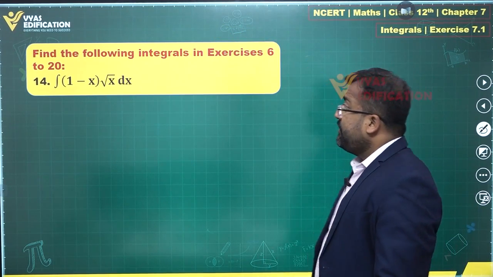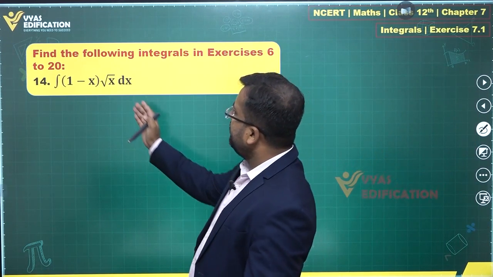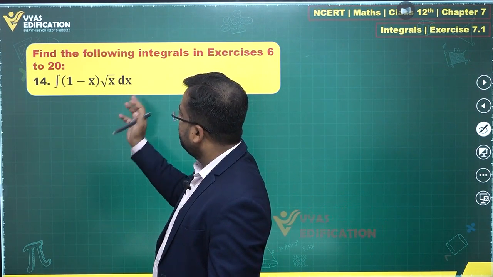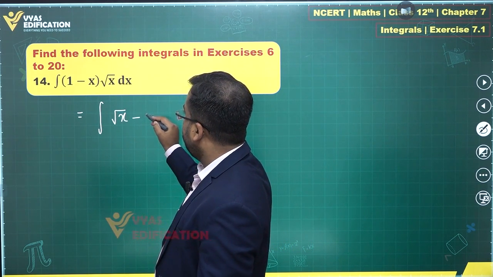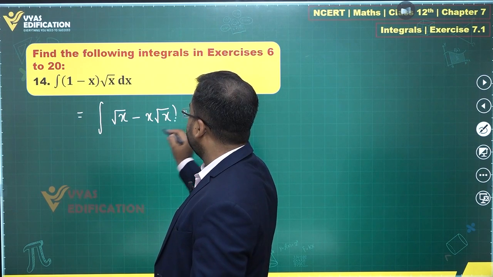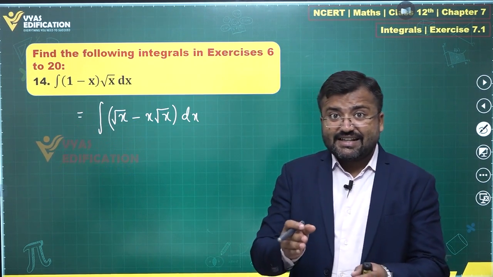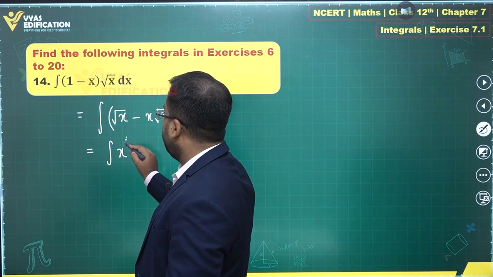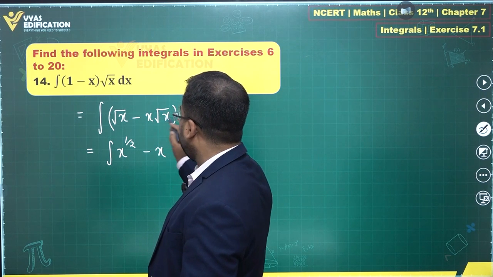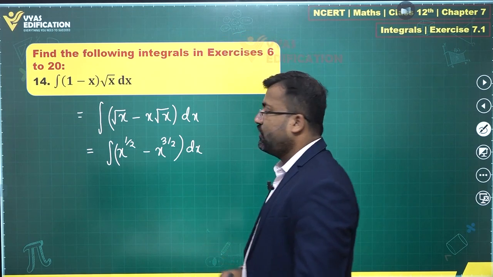14th question says we have 1 minus x multiplied by root x. What will happen with this root x? This is in product. We'll have to multiply this together, and what does this give me? This gives me root x minus x root x dx. I can integrate this, but first let's write them in the form x power n. So integral of x power 1 by 2 minus x power 1 and 1 by 2 will be added to 3 by 2 dx.